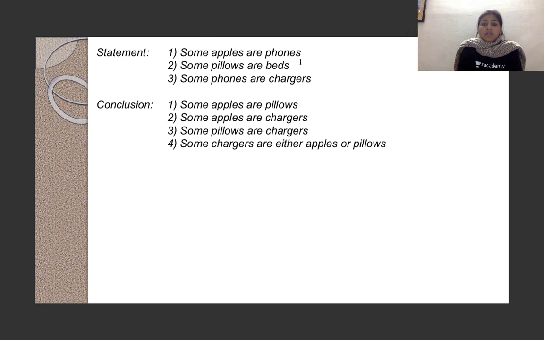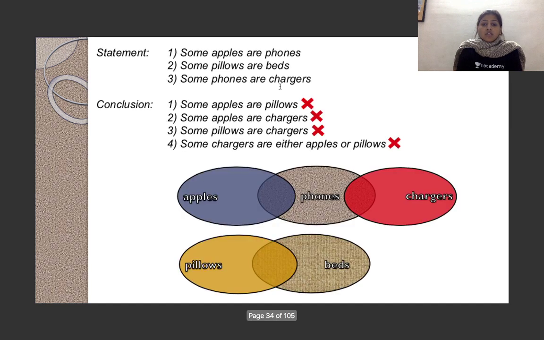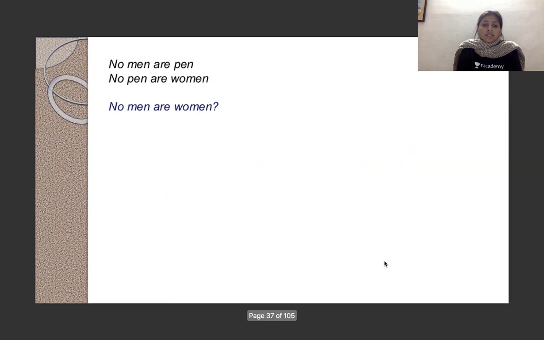Okay, so some apples are phones, some pillows are beds, some phones are chargers. Draw the diagram and you'll see that none of that follows. Okay, some apples are pillows, no relation. Some apples are chargers, no. Some pillows are chargers, no. Some chargers are either pillows or apples, no. Next, now we'll see some negative sense examples.